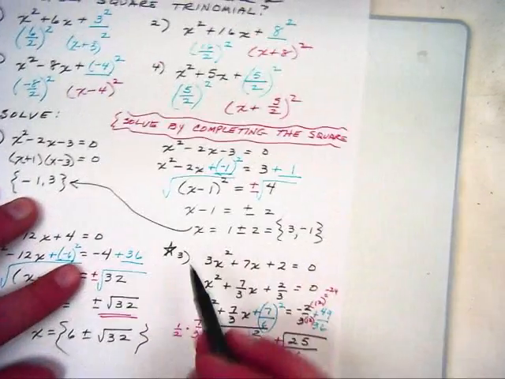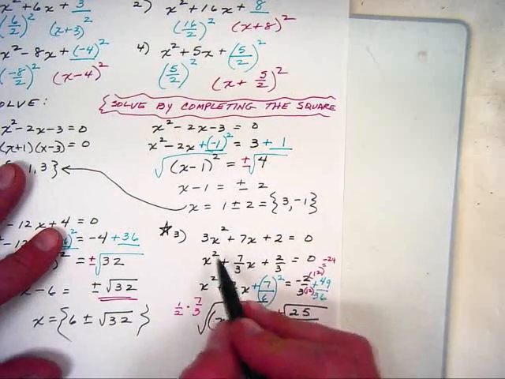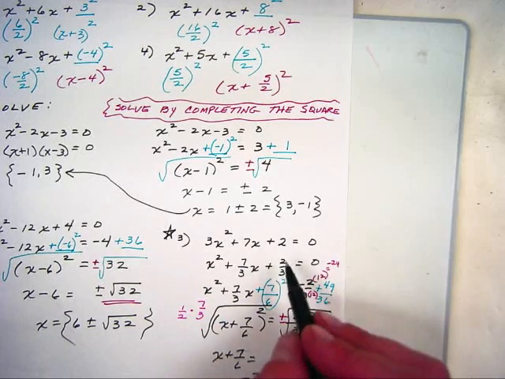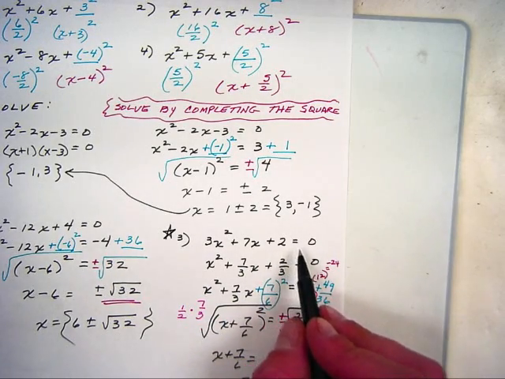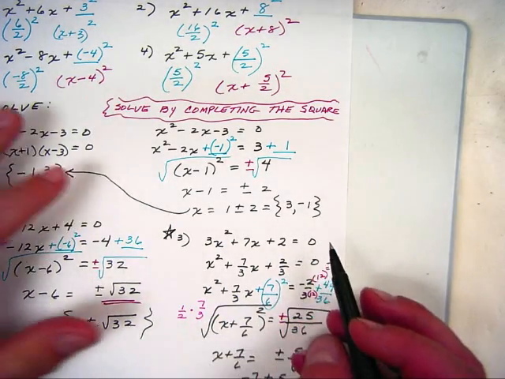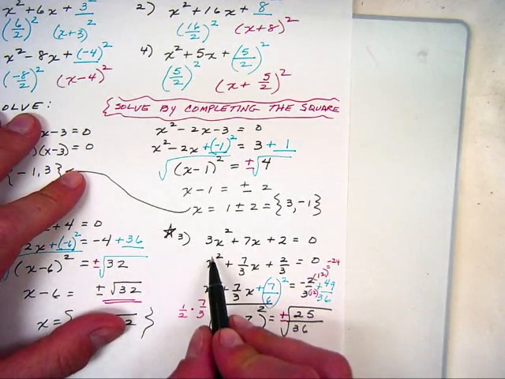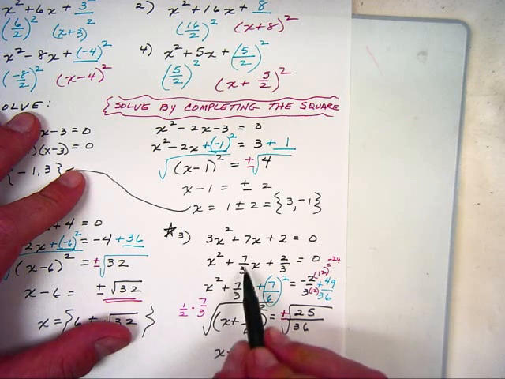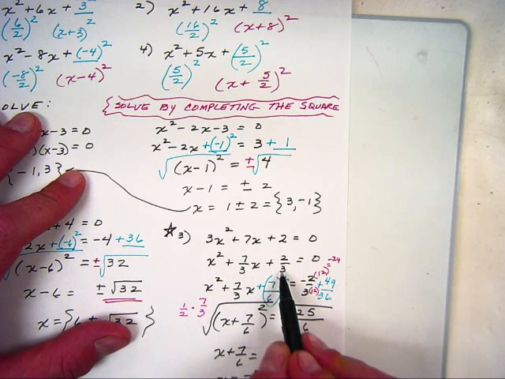Let's look at a harder one. This is when you have a coefficient here. We want to get rid of that coefficient, so we can do it in either order. We can subtract this first and then divide everything by 3, but we're just going to divide everything by 3 first to get rid of it here. So I end up with a 7 over 3x and a positive 2/3.